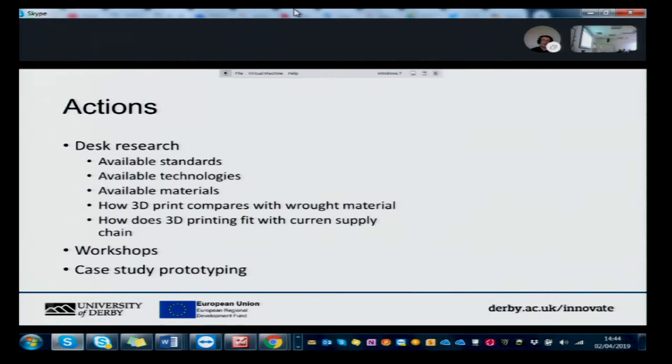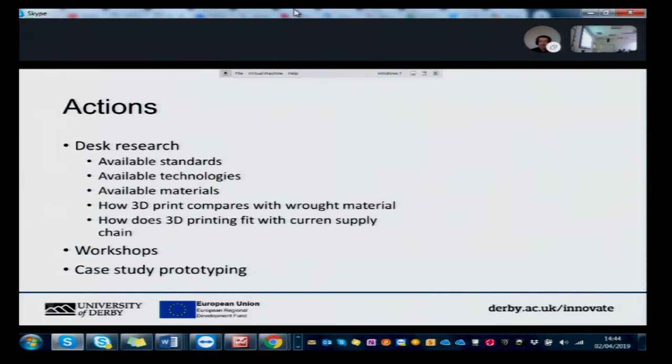Also, we did survey available technologies, available materials, and how 3D printing compares with wrought or cast materials, how 3D printing fits with the current supply chain. What I mean by that: what do we do with 3D printed elements after we print them, can we use them straight away, or do we need to process them further? What do we do with 3D printing materials before they go into the 3D printing machine? How do we handle the feedstock?